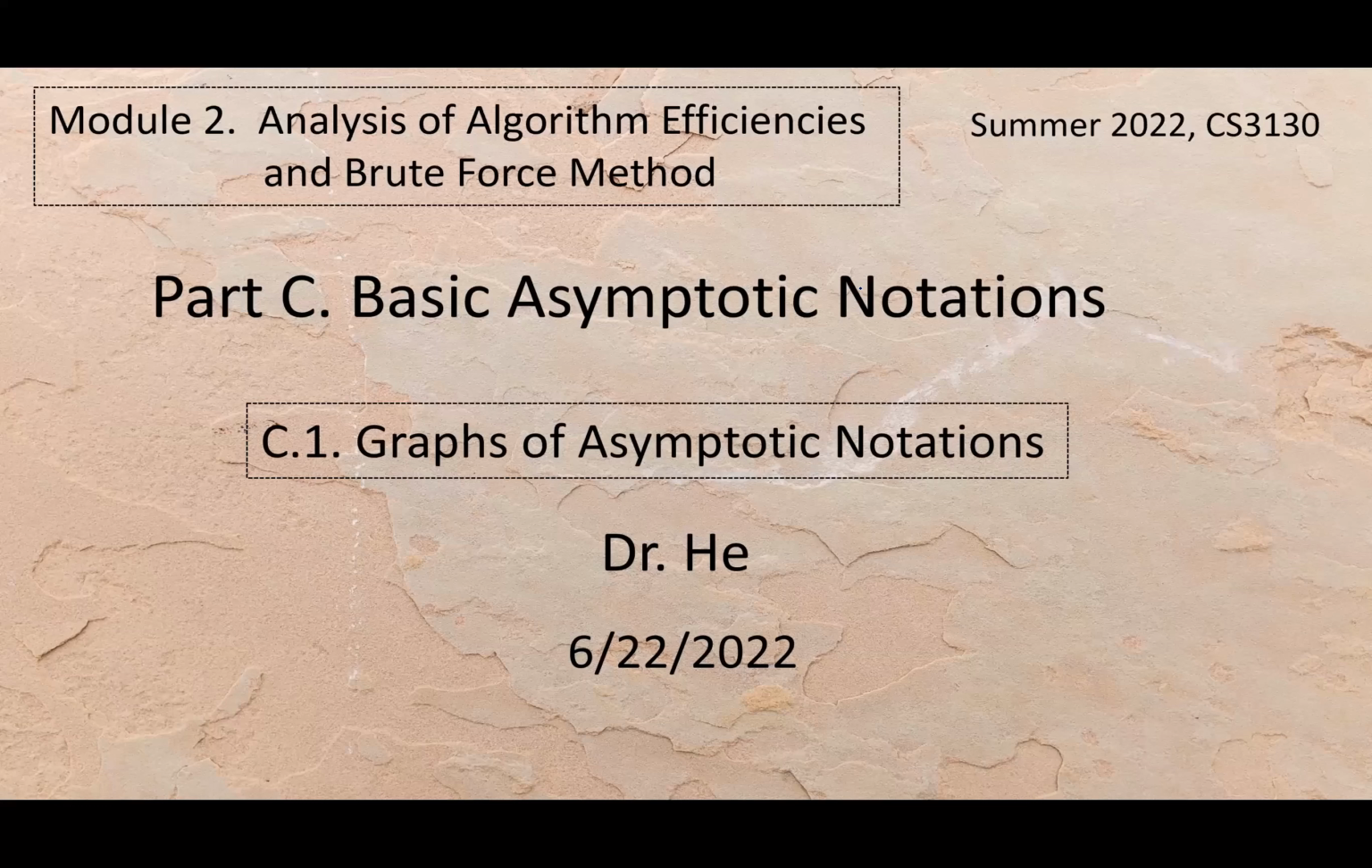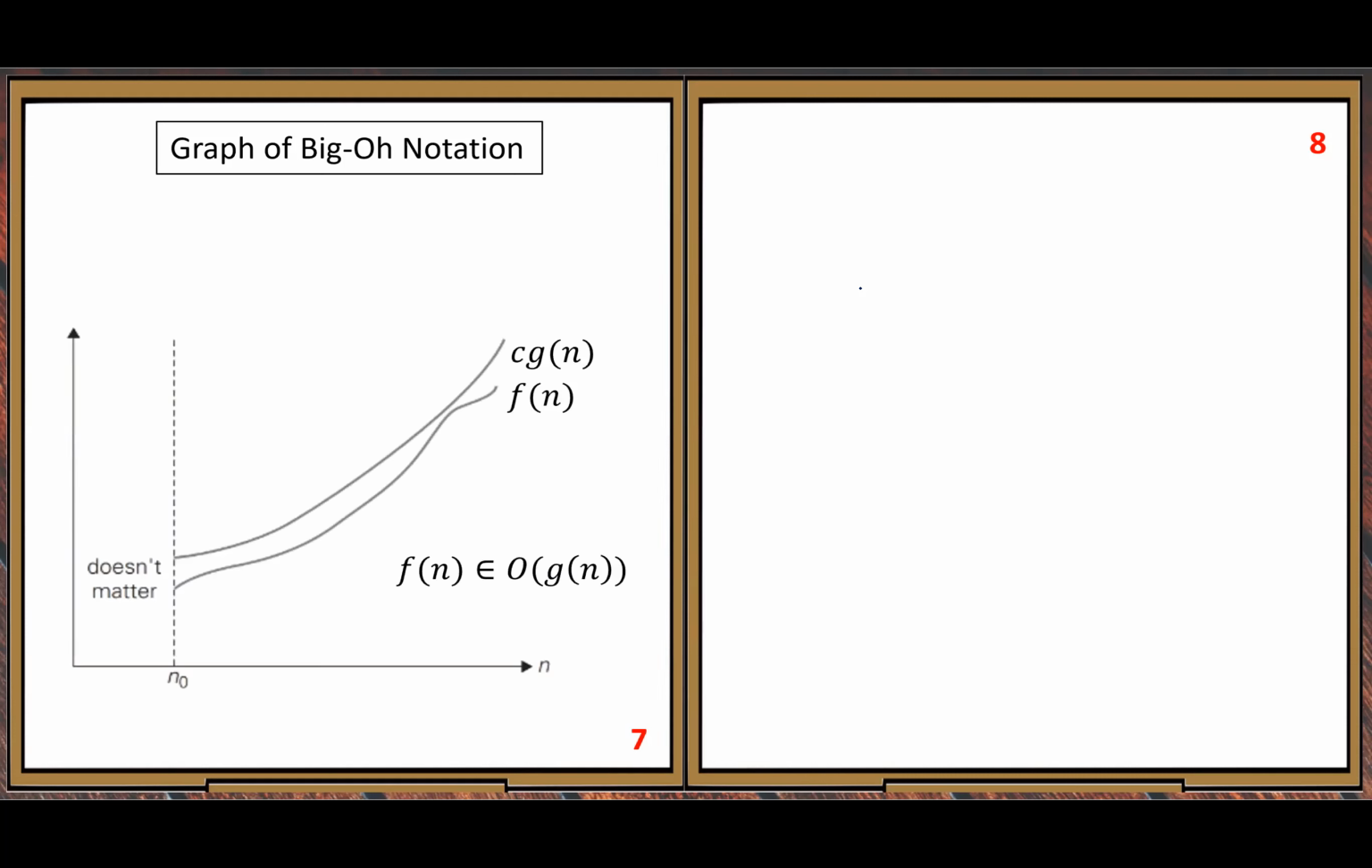Our next topic, graphs of asymptotic notations. In order to understand asymptotic notations visually, let us use graphs. First, look at a graph of big O notation. This is the one. We draw f of n first. Okay? So the lower curve, suppose that is the f of n function.